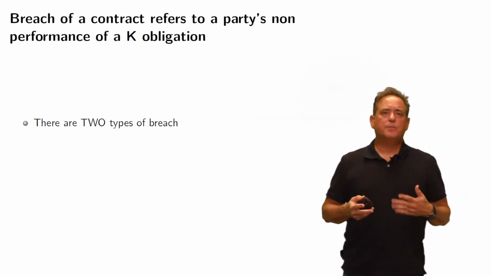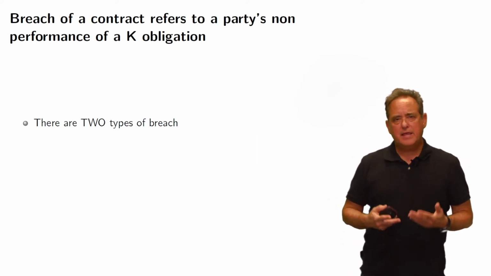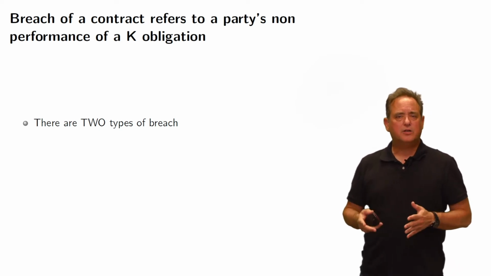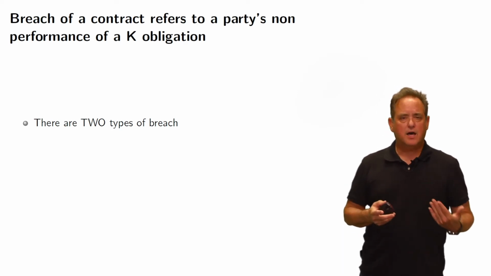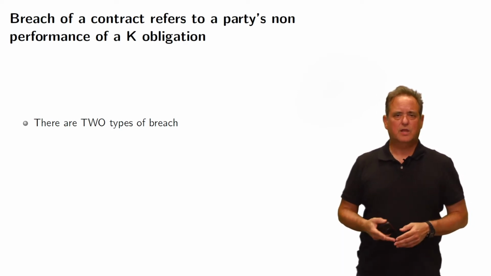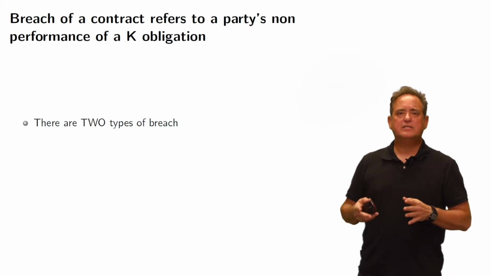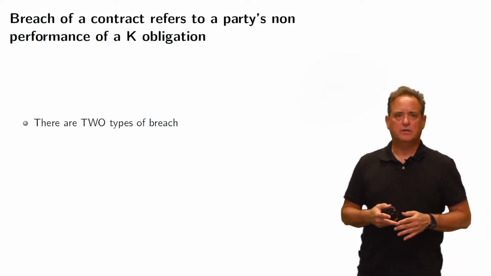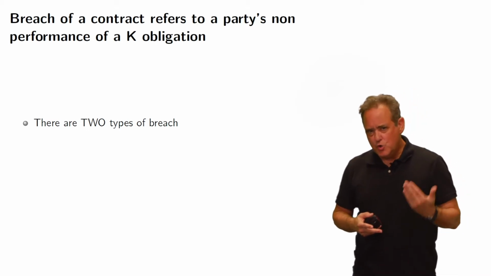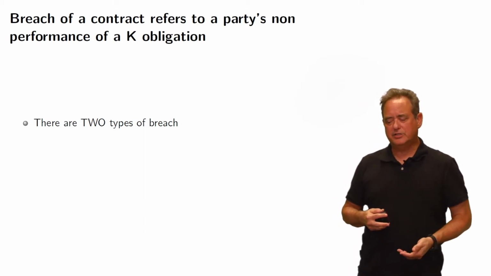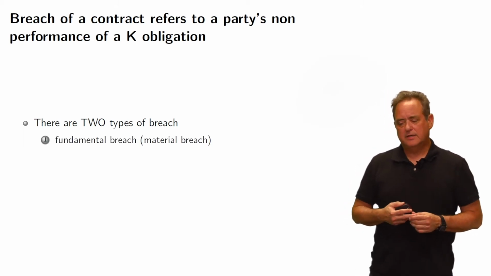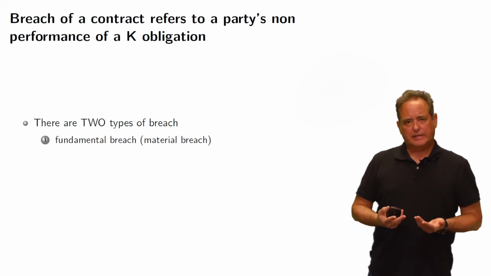Now, remedies for the breach of a contract can depend on the type of breach. First of all, let's be aware that breach of a contract refers to a party's non-performance of a contractual obligation. A party has failed to perform, and therefore a breach has occurred. But there are actually two types of breaches. There are two different ways to breach a contract. The first is fundamental breach.